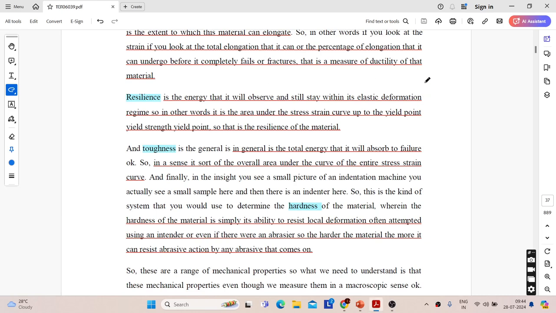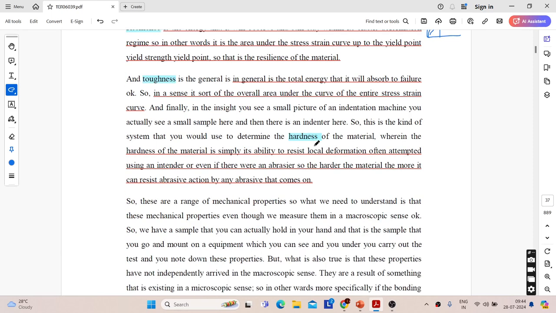if you see, this will be a straight line and the curve will be like this. So the elastic region means only this linear region, and the area under the curve there gives the resilience, and toughness will be the total area under the curve. Okay, and another term is hardness. Hardness is simply the ability of the material to resist local deformation. So that we can call hardness.